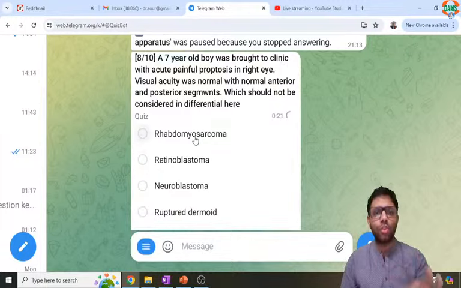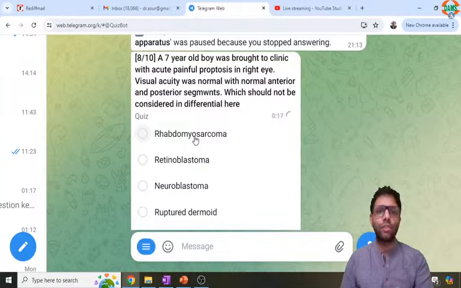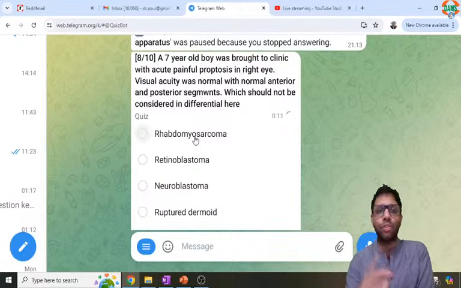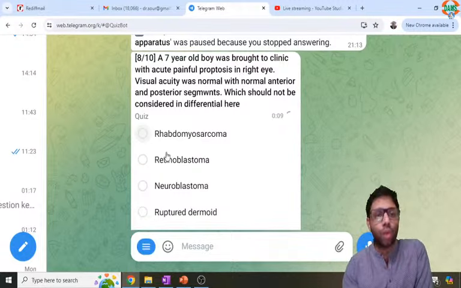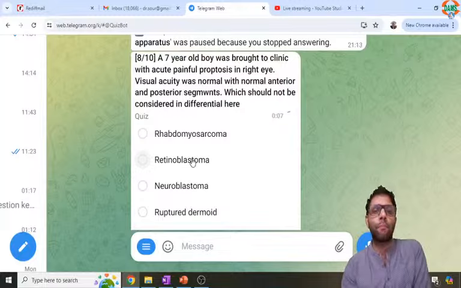Rhabdomyosarcoma is the most common primary malignant tumor of the child. That is usually the first differential over here, mostly in boys, 7-year-old boys. If I say which is the first differential, answer is rhabdomyosarcoma. Which is not a differential, answer is retinoblastoma.